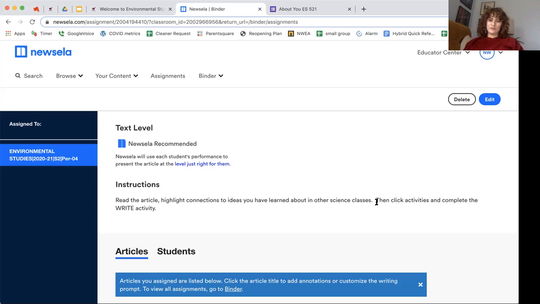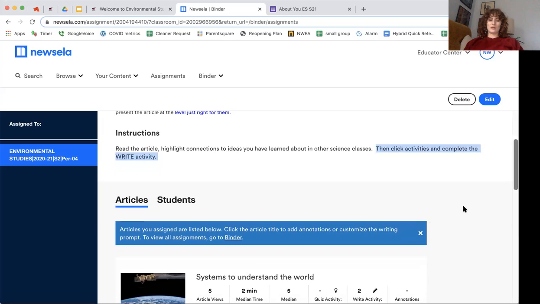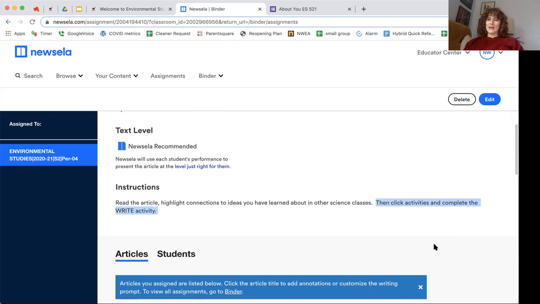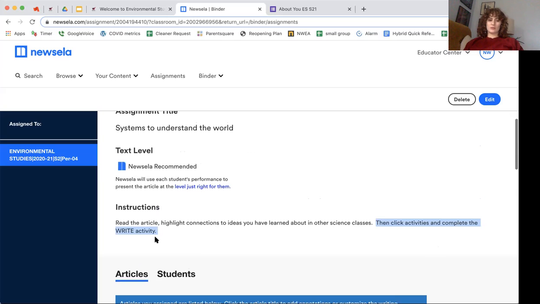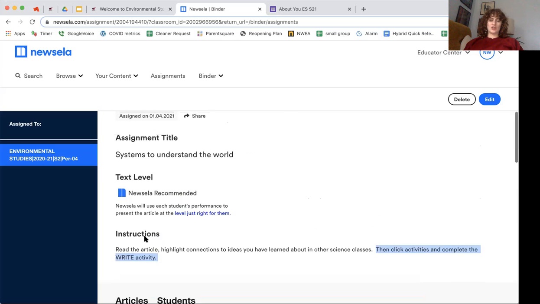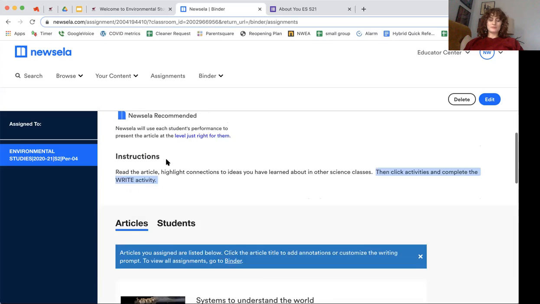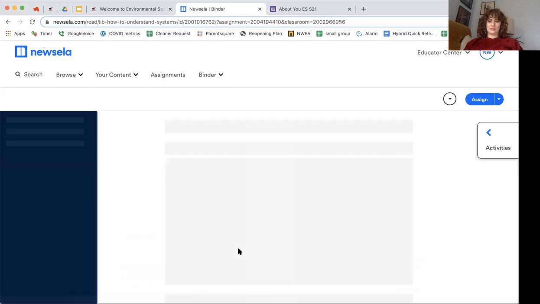And then once you've finished reading and highlighting, you're gonna click the activities button, which I think is on the right side of your screen. And you're going to complete the right activity, meaning you're not going to do the quiz. You're only going to do the writing. So let me see if I can get into this.